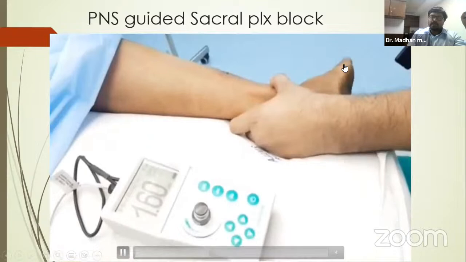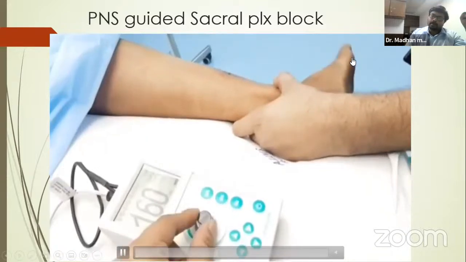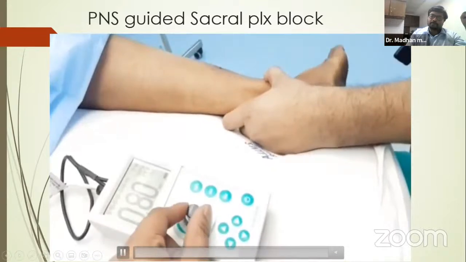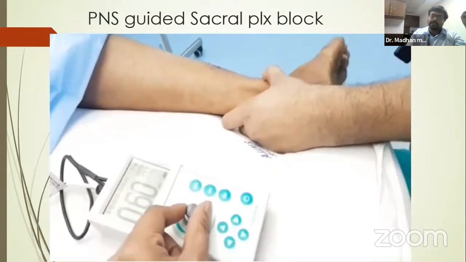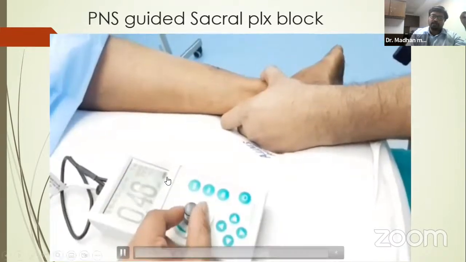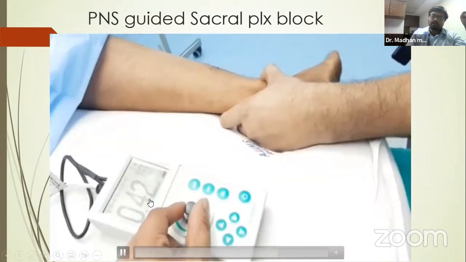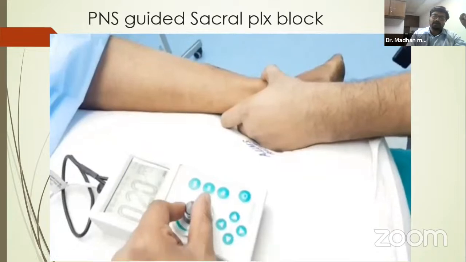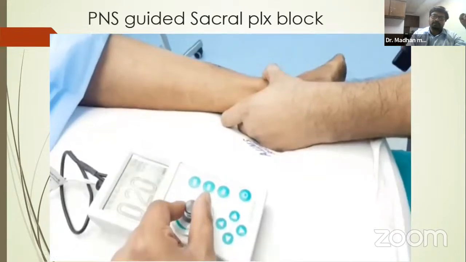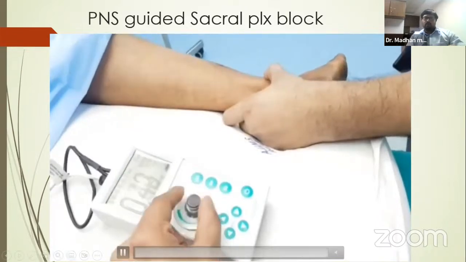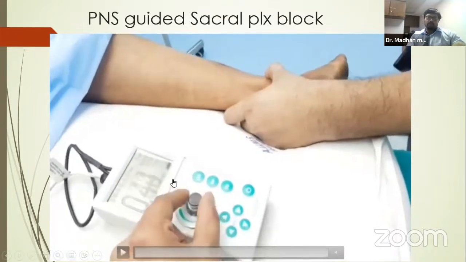Okay, here in this case you are getting the dorsiflexion. Okay, as well as now you have started getting the plantar flexion and we are reducing the current, but till 0.4 it is coming now. We are reducing further down, at 0.2 it is not there. Right. So we increase again. Once we get the stimulus at 0.4 or 0.5, we can safely proceed and deposit the drug.